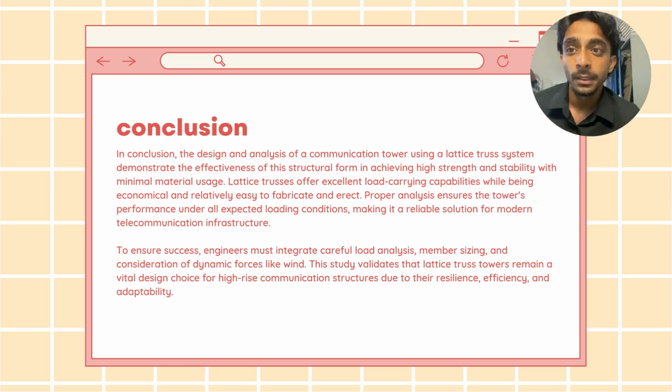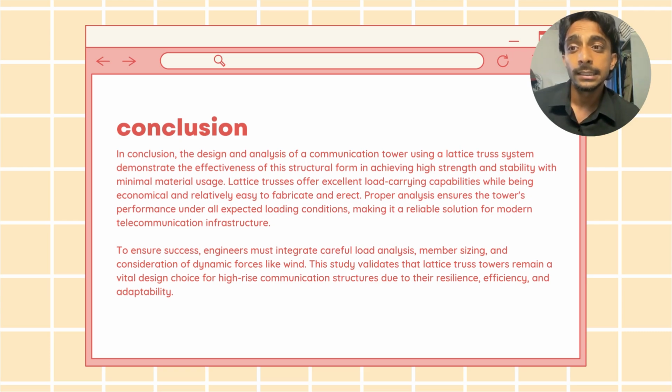In conclusion, the design and analysis of a communication tower using a lattice truss system demonstrates the effectiveness of this structural form in achieving high strength and stability with minimal material usage. Lattice trusses offer excellent load-carrying capabilities while being economical and relatively easy to fabricate and erect. Proper analysis ensures the tower's performance under all expected loading conditions, making it a reliable solution for modern telecommunication infrastructure.